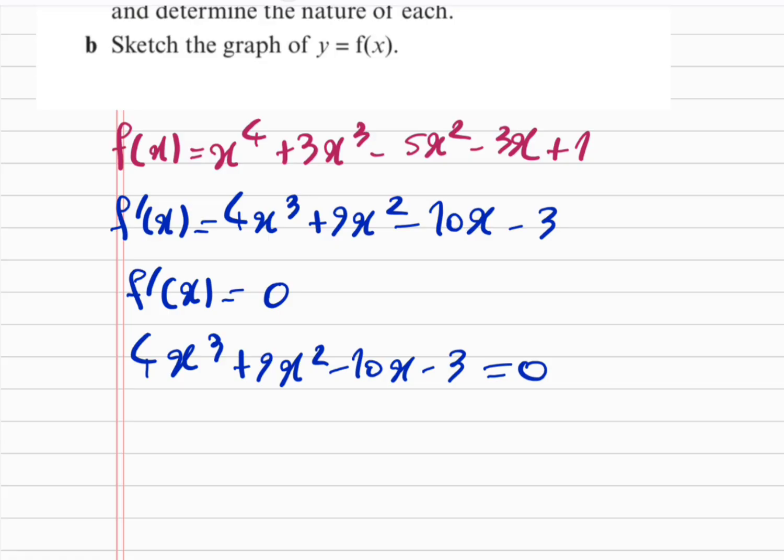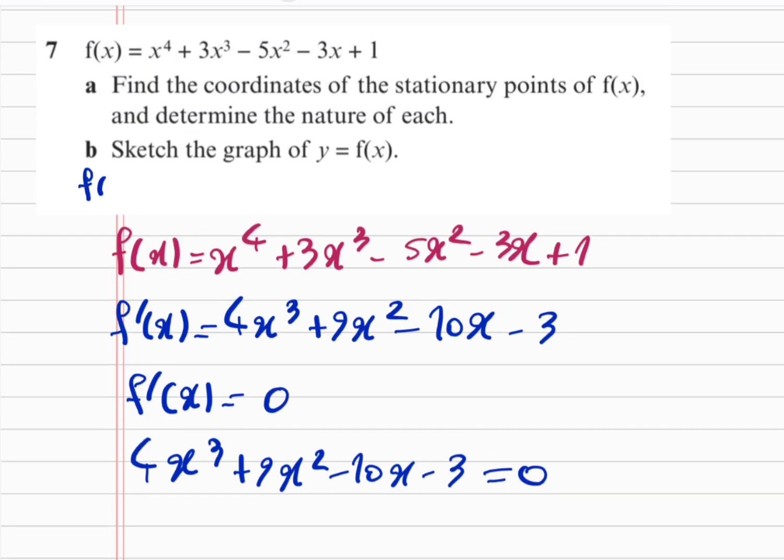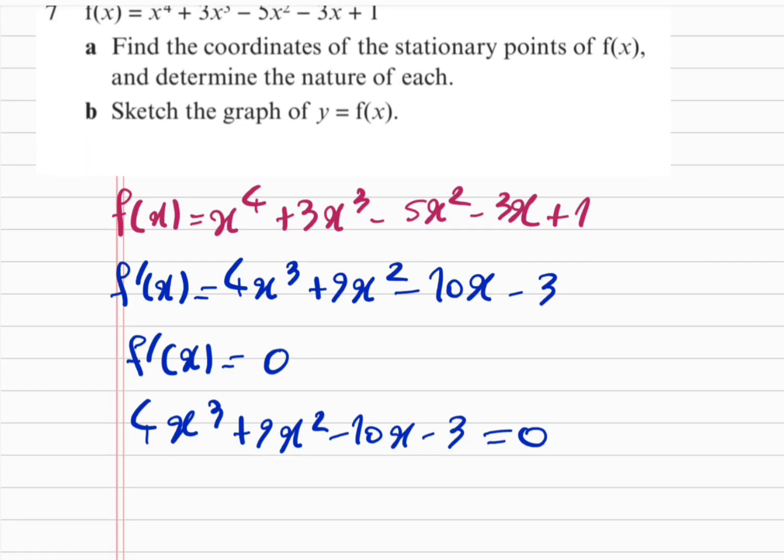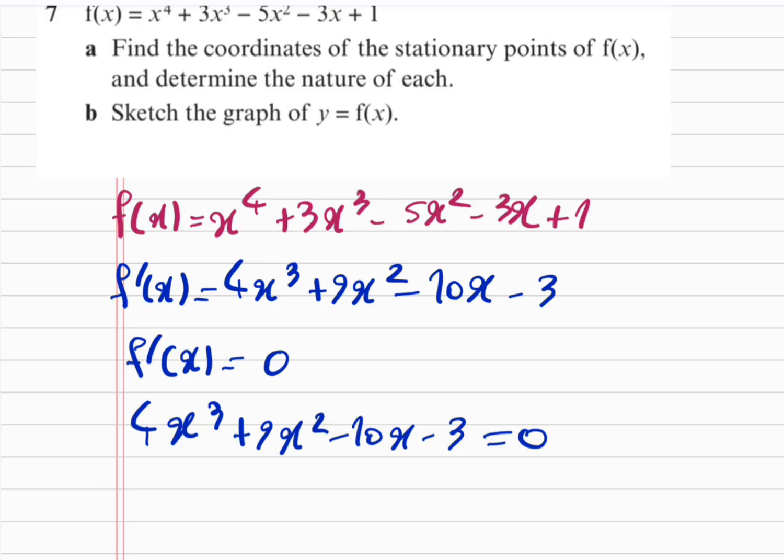But let's try f of 1 and see what happens. So f of 1 is equal to 1 plus 3 minus 5 minus 3 plus 1. Sorry, I substituted into the wrong equation, because remember that we need to substitute into the equation of the first derivative, not the f of x. But regardless, even if we try 0, we are still going to get a non-zero answer, which is minus 3, and that is not what we want.